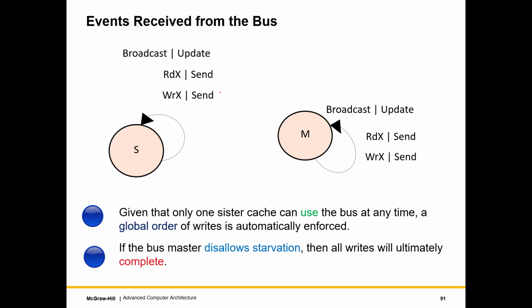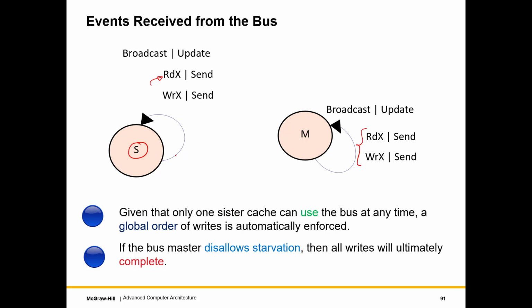Now let us look at events received from the bus. So we can receive several events from the bus. So let us say we are in the shared state. We receive a broadcast. Well, nothing needs to be done. What we do is we update the value. We receive a read miss. Well, again, nothing needs to be done. We send the data. And we receive a write miss. Again, nothing needs to be done. We send the data. Similarly, in the M state, if there is a broadcast message, we update the value. And any read or write misses, we send the data.